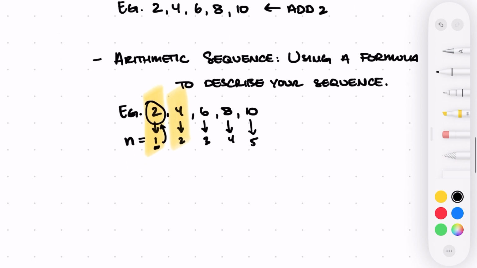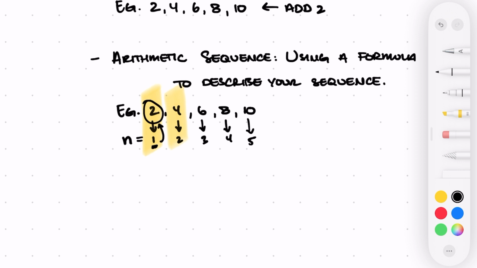So now, let's see. Number 1, we could say, okay, what if it's n, which is 1? What if I did a rule that is n plus 1? Okay, so the first number is 1, and 1 plus 1 is 2. That works. But then, when you do n plus 1 here, the n is 2, and if you do plus 1, then it's going to be 3. So that does not work. So n plus 1 is not the pattern that you will use.